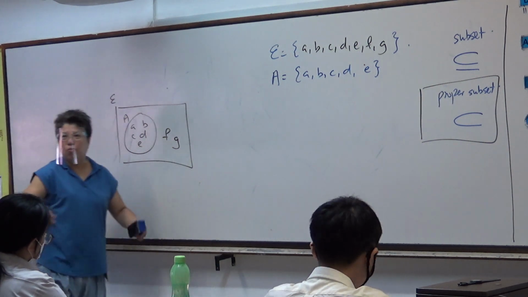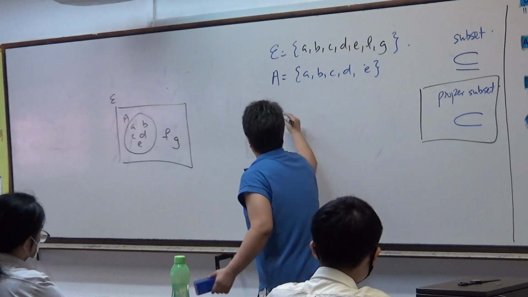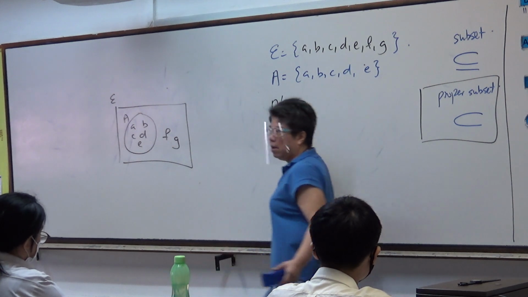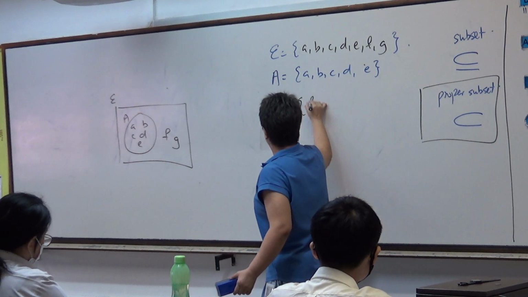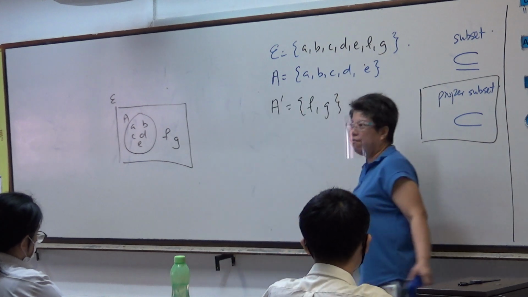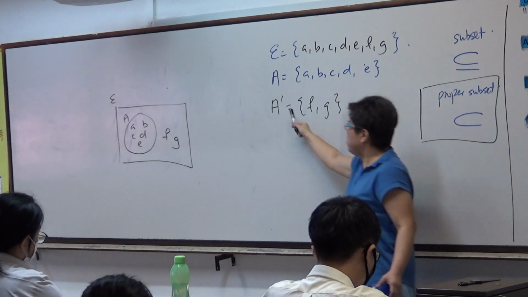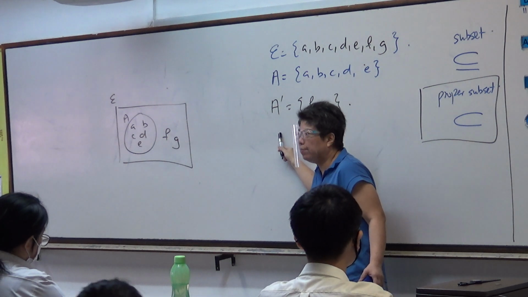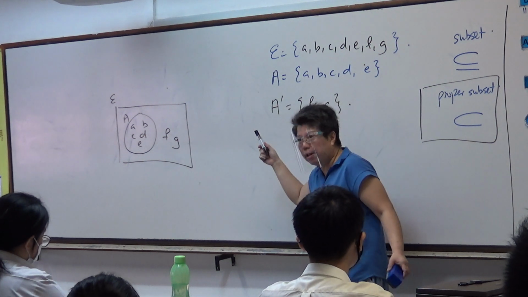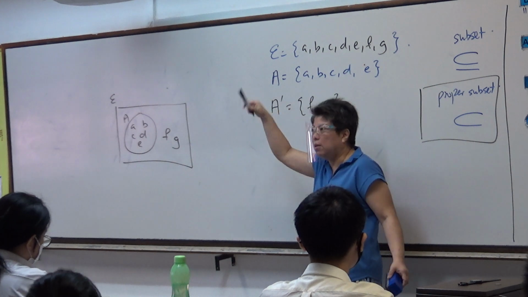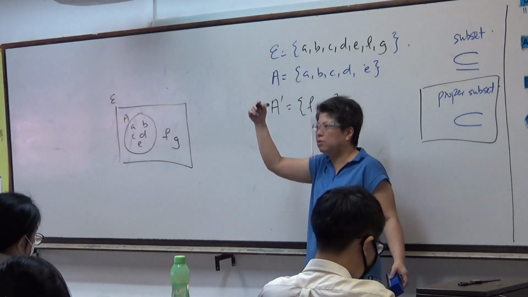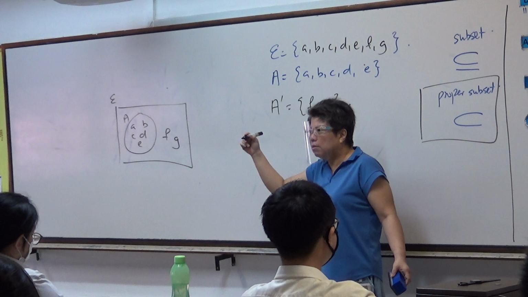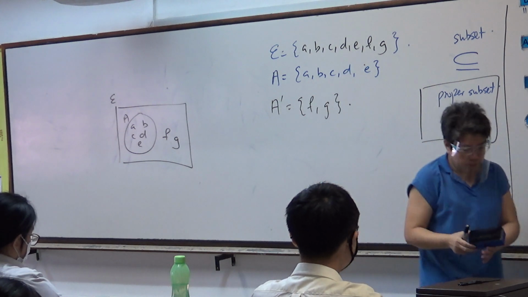Alright, now how do we write A complement? A complement, A prime, consists of the elements F and G. A complement means the elements that are not in A. Everybody clear? Okay, you put a prime down there. Okay, this is called a prime, not an apostrophe S. Okay? Alright, now next.